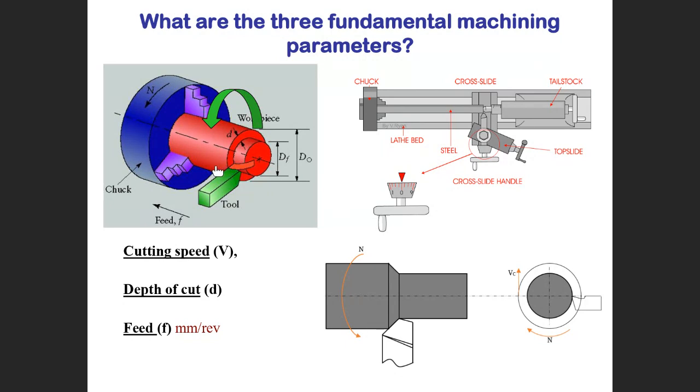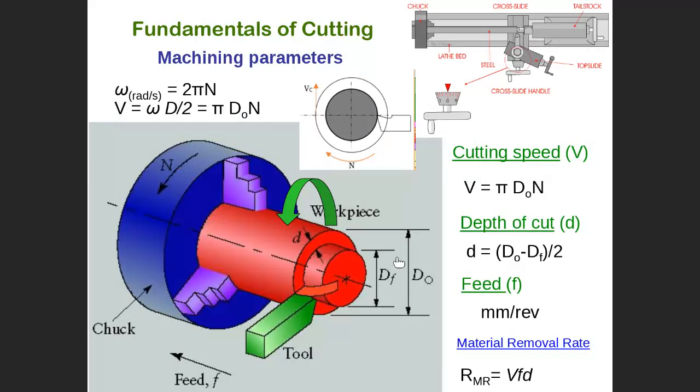Millimeter per revolution means that for every one revolution, revolution meaning rotation, the tool will shift a set distance. For example, with 1 millimeter per revolution, every revolution the tool shifts 1 millimeter, and another revolution shifts another 1 millimeter. So this is the traveling speed in the longitudinal or axial direction. These three, cutting speed, depth of cut, and feed, are the fundamental cutting parameters or cutting conditions.